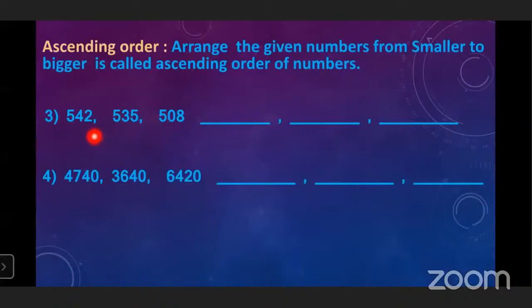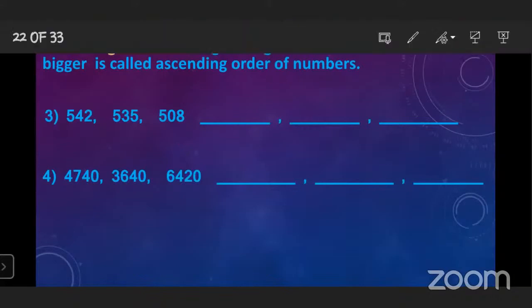After that, you have to see the next place. On the next place, here 4, here 3, and here 0. Means 0 is smaller than 3 and 4. That's why 508 is the smaller number. So you have to write the first smaller number, 508.